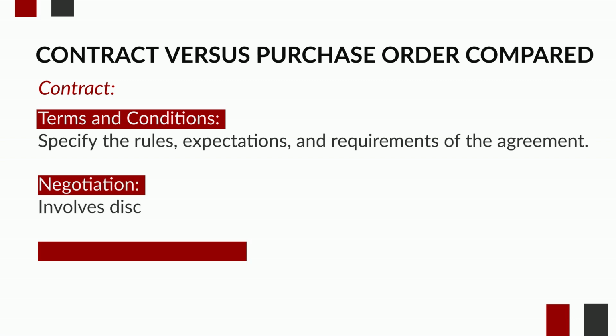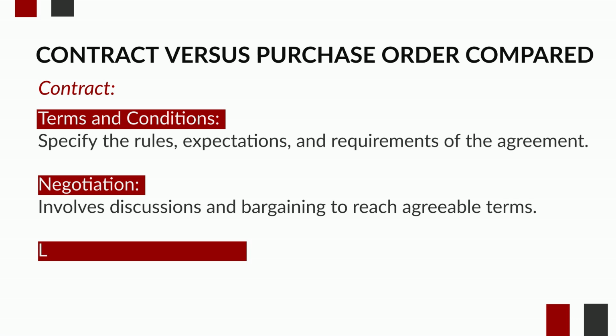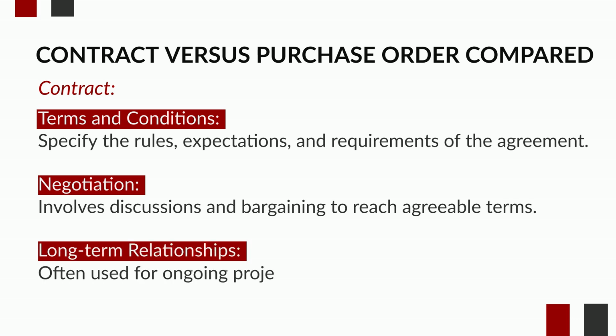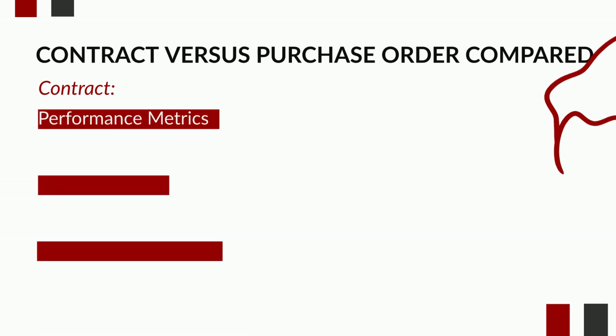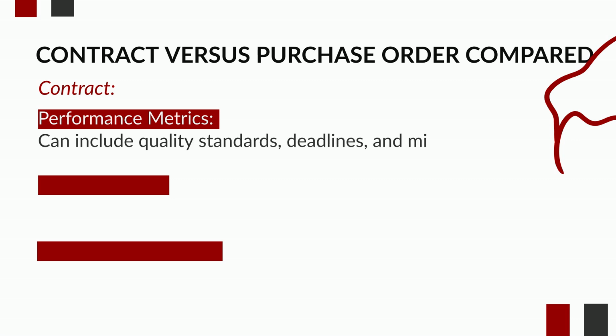Negotiation. Involves discussions and bargaining to reach agreeable terms. Long-term relationships. Often used for ongoing projects or services. Performance metrics. Can include quality standards, deadlines, and milestones.